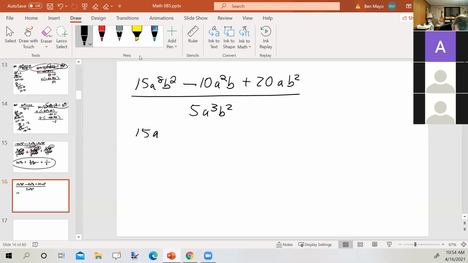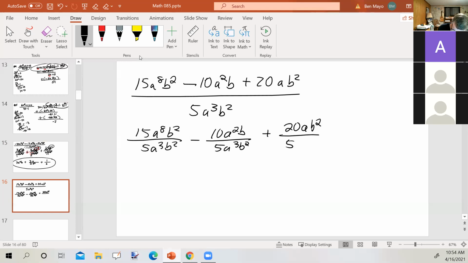We're going to have 15a to the 8th b squared over 5a cubed b squared, minus 10a squared b over 5a cubed b squared, plus 20ab squared over 5a cubed b squared. Okay. So first term, 15 over 5 is 3 over 1. A to the 8th over a to the 3rd would be a to the 8 minus 3, which is a to the 5th. B squared over b squared would be b to the 0 power or just 1. So I end up with 3a to the 5th power. So far, so good?